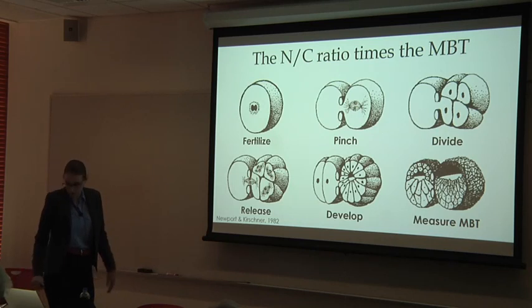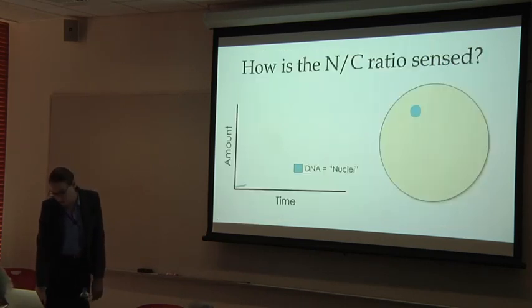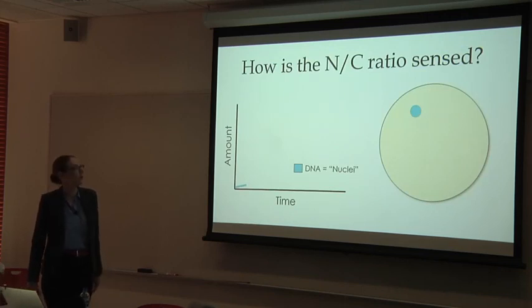OK, so then the obvious question, and the question that's been in the field for quite some time, is how is the nuclear cytoplasmic ratio sensed?